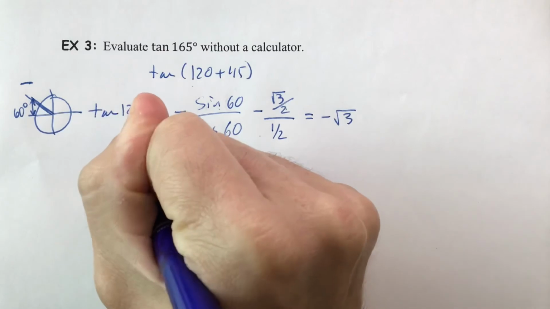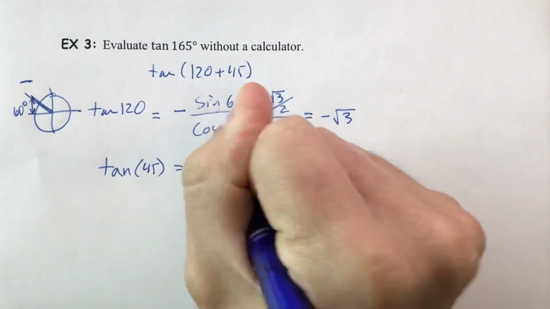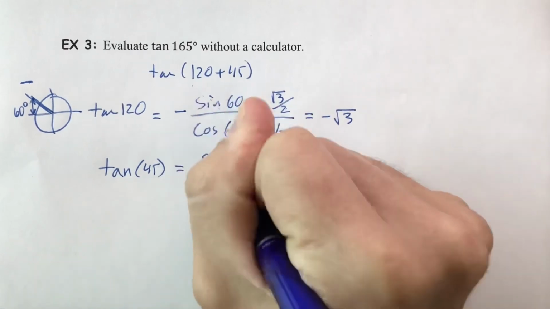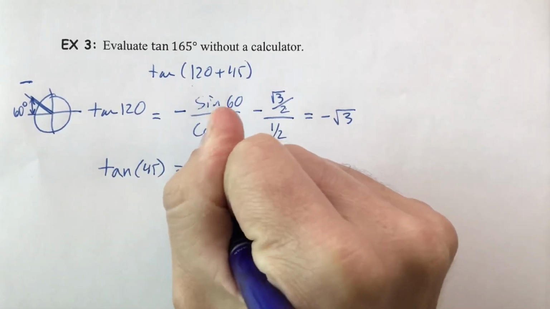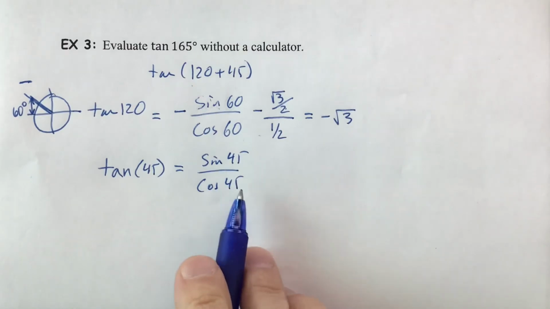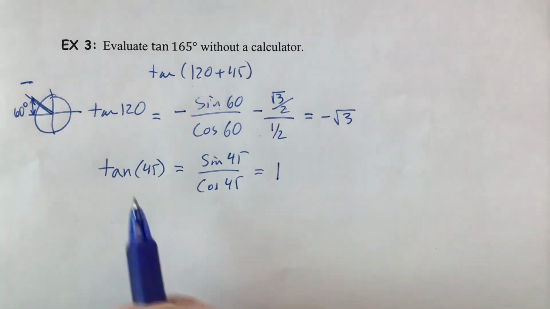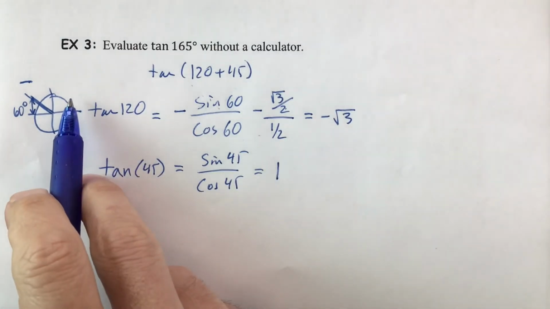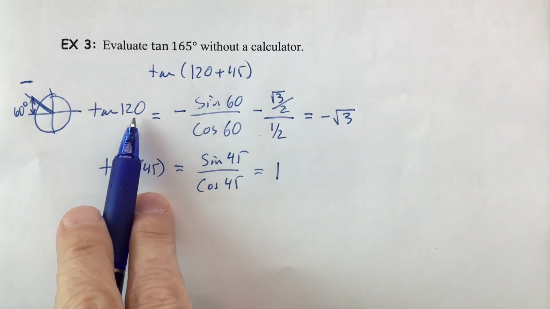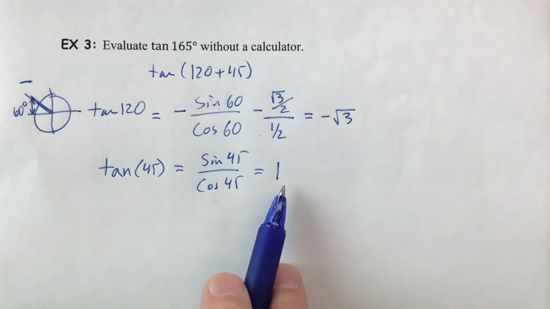45. Tangent of 45 is going to be the same thing as the sine of 45 divided by the cosine of 45. Of course, both of these will evaluate as square root 2 over 2. So that means that this is equal to 1. And of course, it's positive because we're in quadrant 1. All right, so we've got values for tangent 120 here and tangent 45 here.